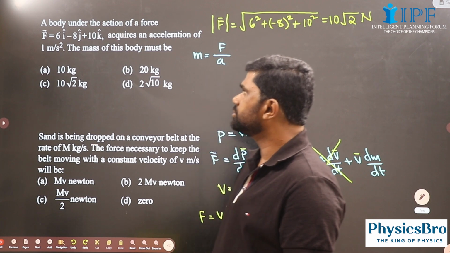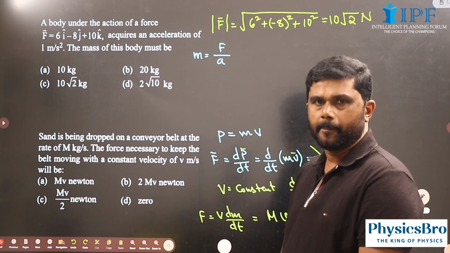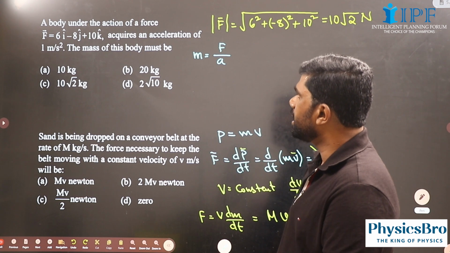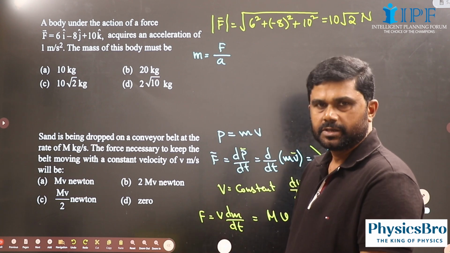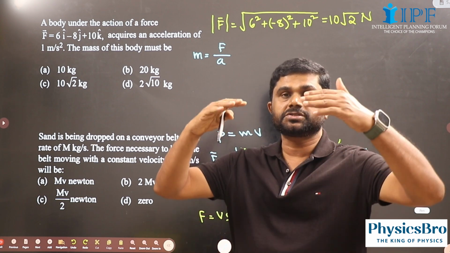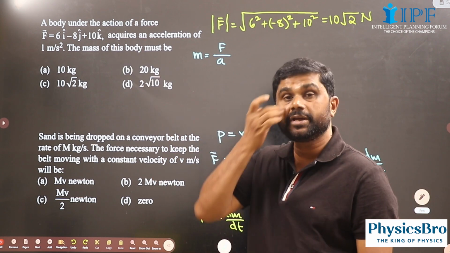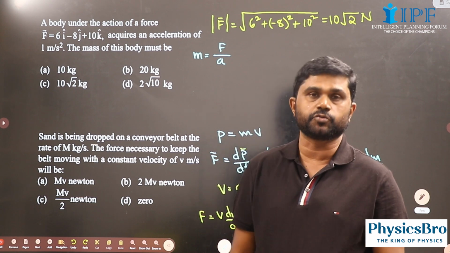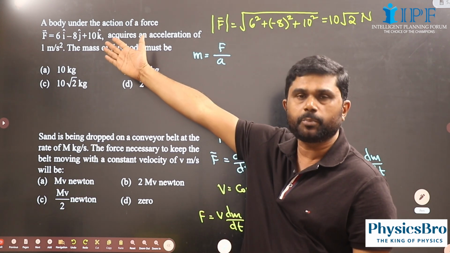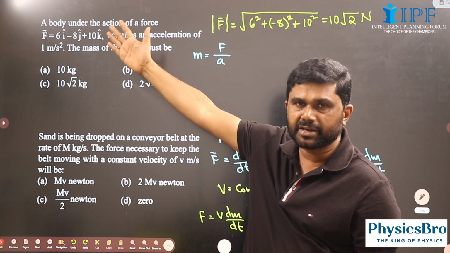Let's go to the next question. A body under the action of a force, given in component form, acquires an acceleration of 1 meter per second square. What is the mass? See, mass equals force by acceleration. Acceleration we have 1 meter per second square, so the mass will be equal to the magnitude of the force. We have the force in component form, so now you have to simply find the magnitude of this force.